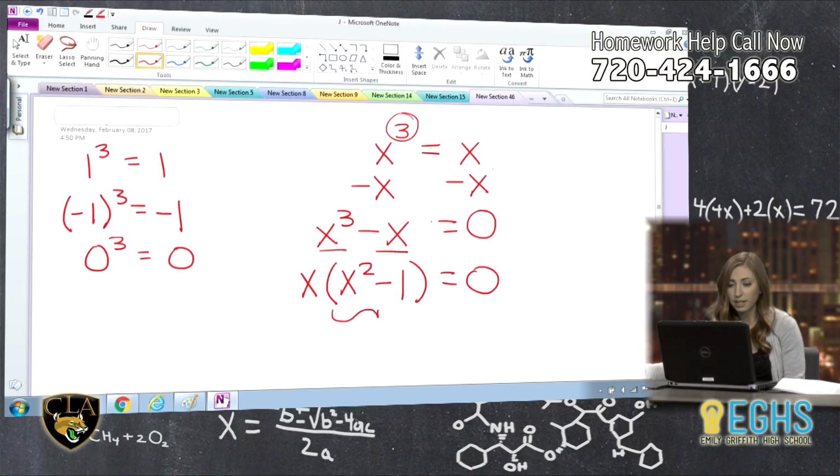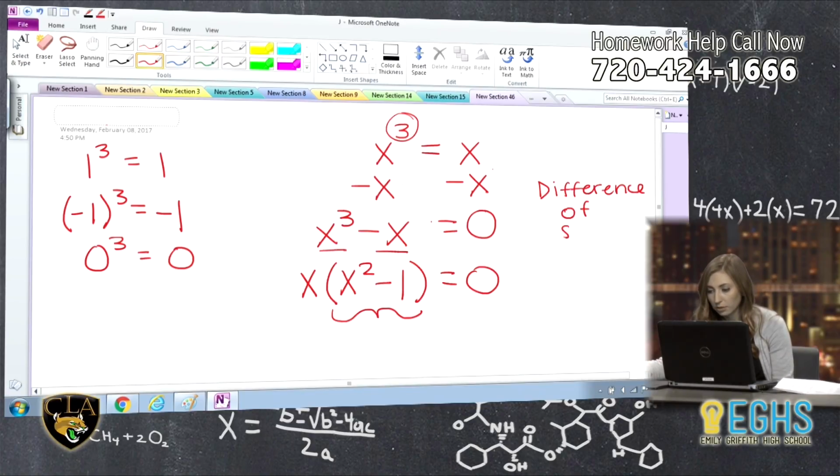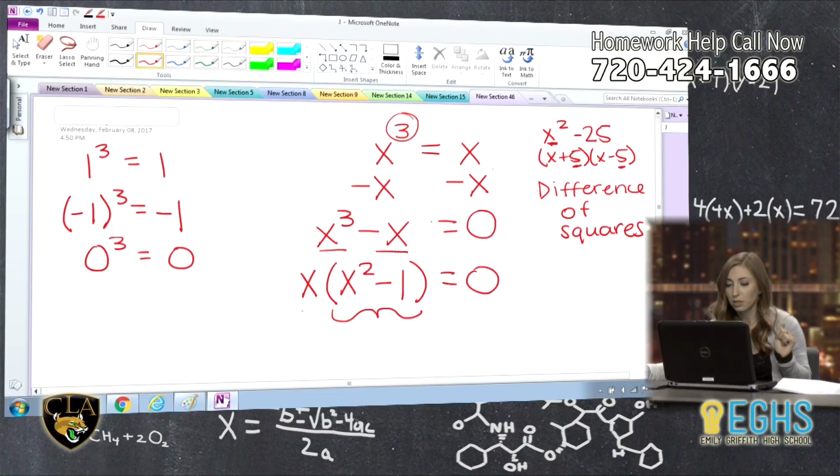And then this right here, if we were to factor that, that's called difference of squares. The way that those factor, I'll give you an example. If I had x squared minus 25, that would factor to x plus 5, x minus 5. You take the square root of the first term and then the square root of the second term and do a plus and a minus in between. So if I were to do that here, it'd be factoring to x times x plus 1 times x minus 1 equals 0.